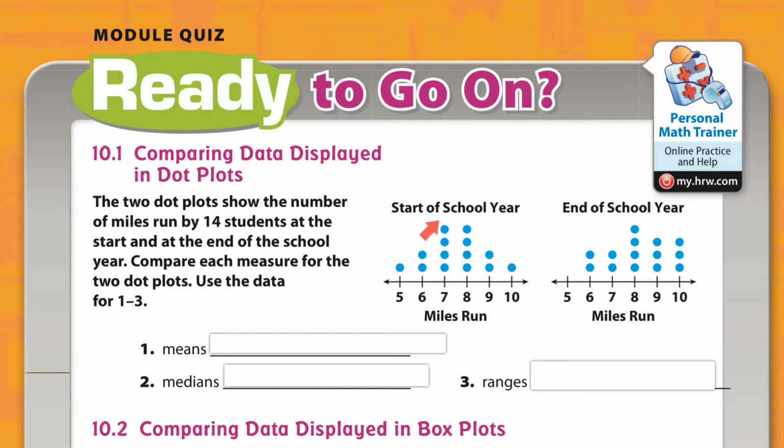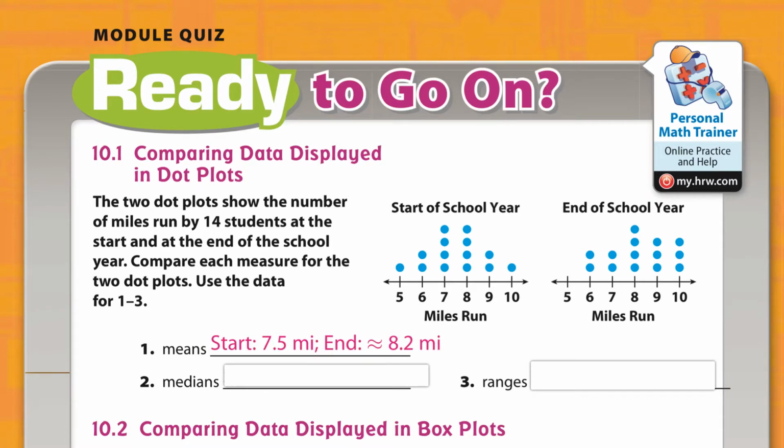So here's a start, miles run. And then at the end of the school year, this is the miles run. It kind of makes sense. You have a full school year, and so this data shifts more to the right. The minimum number here is 5, and now the minimum number is 6, and there's more students running 10 miles at the end. So the means.